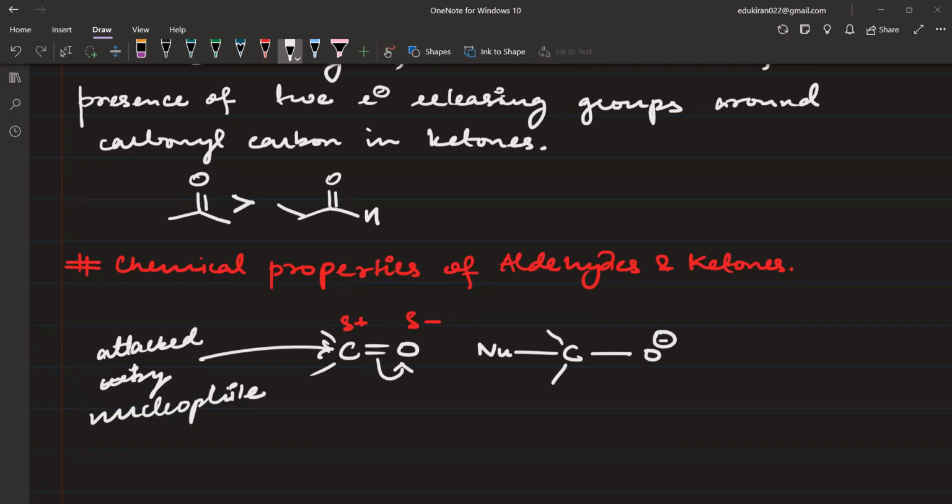To remove this O negative, generally we add an H plus there, so you get an OH group, or sometimes it automatically releases some groups. So you will get O negative here, and then in the presence of H plus, you get nucleophile, carbon and then OH. This type of reaction is known as a nucleophilic addition reaction. But before going to the nucleophilic addition reaction and the mechanism, let's practice a few reactions.